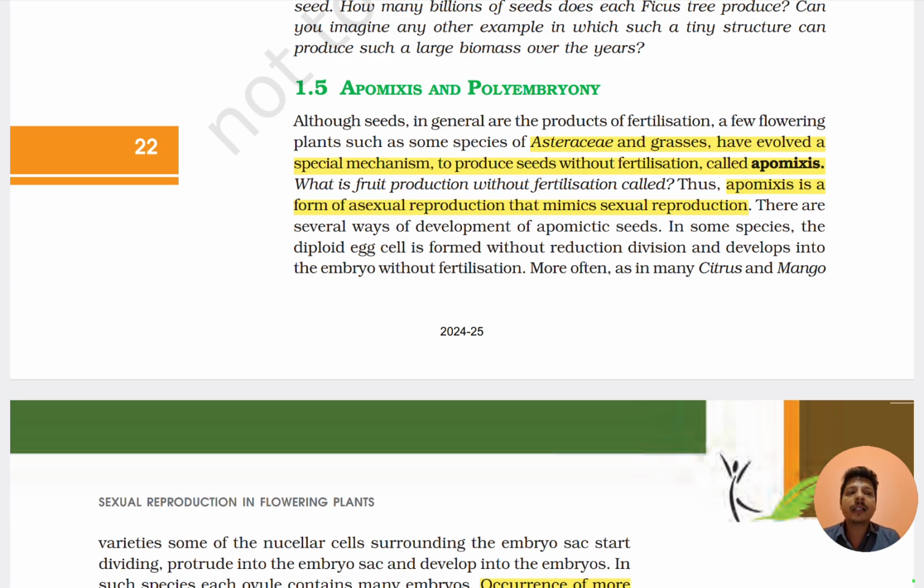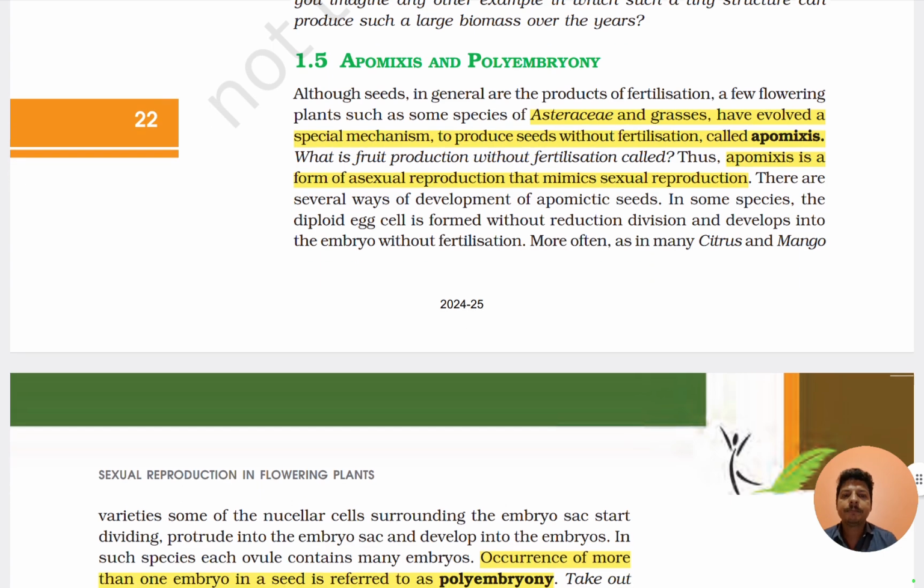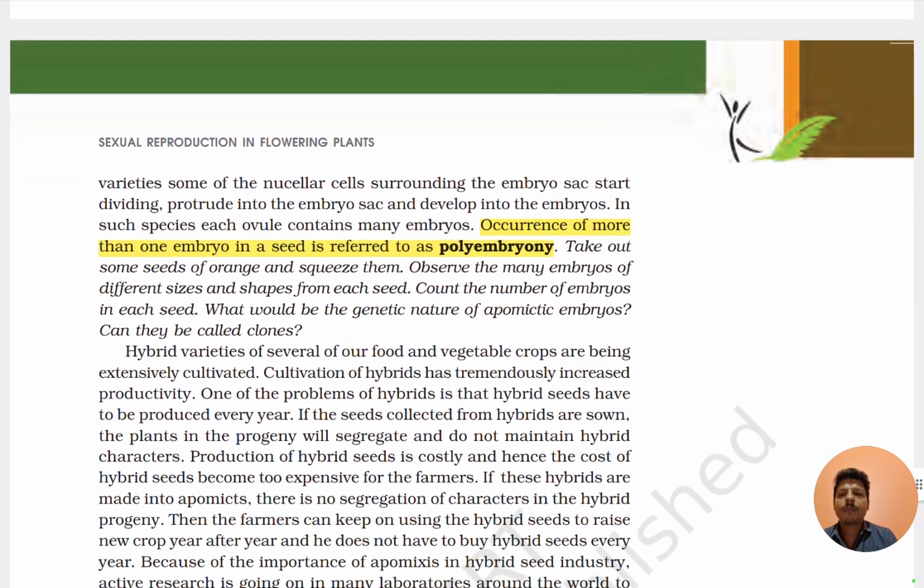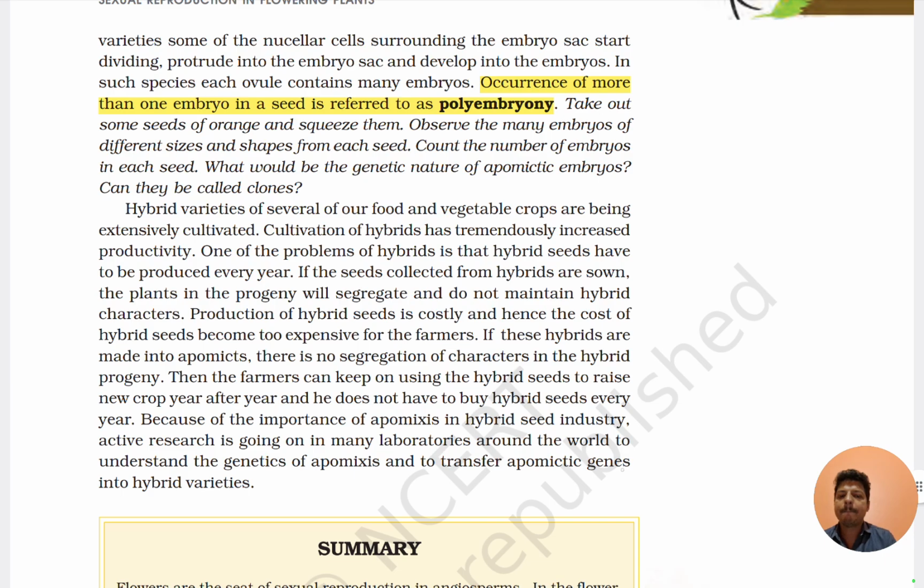Seed produced without fertilization is called apomixis. Apomixis is a form of asexual reproduction that mimics sexual reproduction, because obviously seed is produced through sexual reproduction only. But in some species like Asteraceae and grasses, seed is produced without fertilization, that is called apomixis. And then the occurrence of more than one embryo in a seed is referred to as polyembryony. And then hybridization is there.